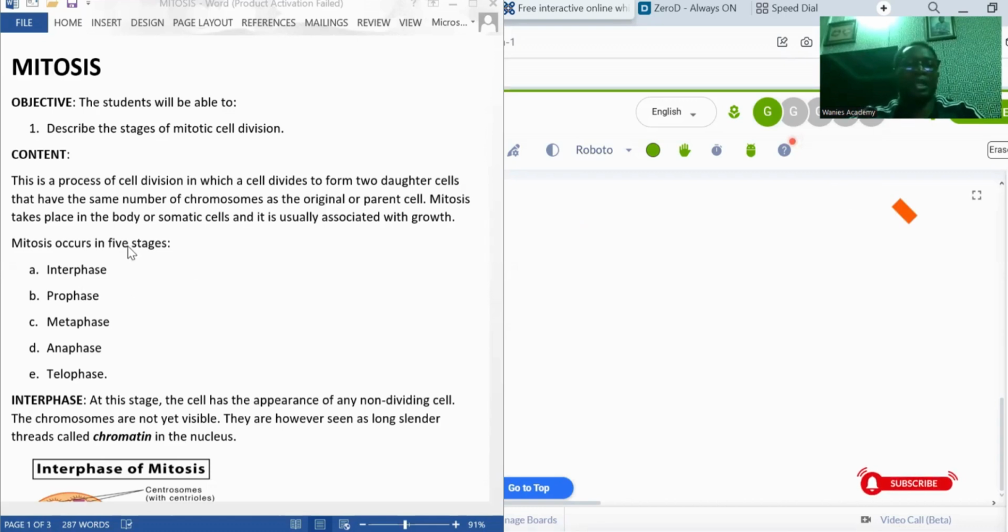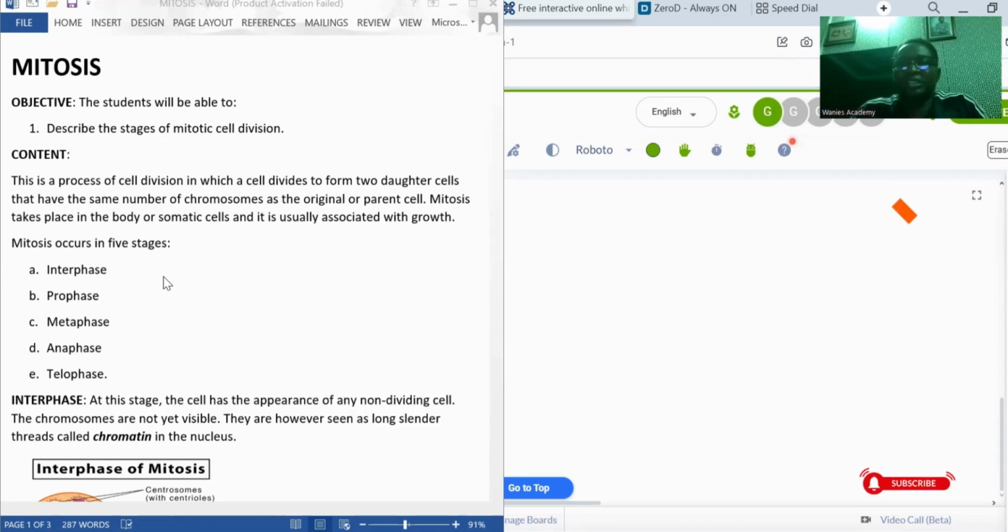This is our biology class, and today we will be discussing the topic mitosis. We will be able to describe the changes of mitotic cell division. We will describe various changes in the process of mitosis.